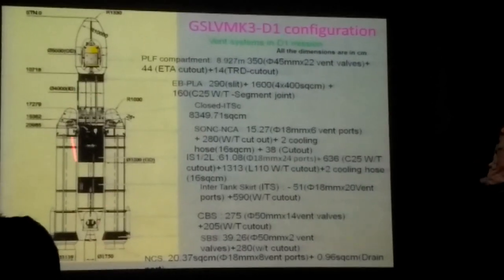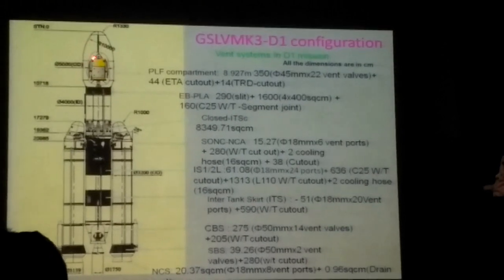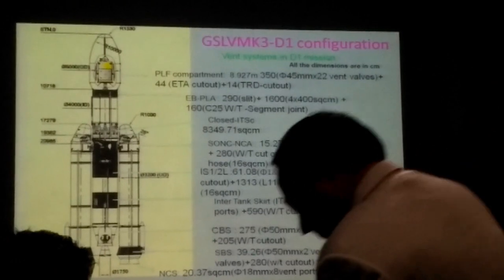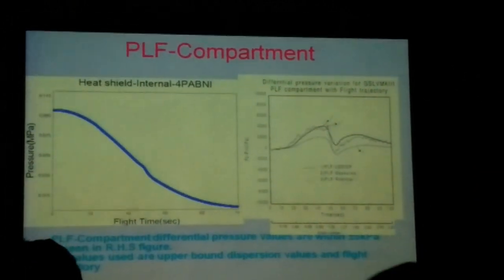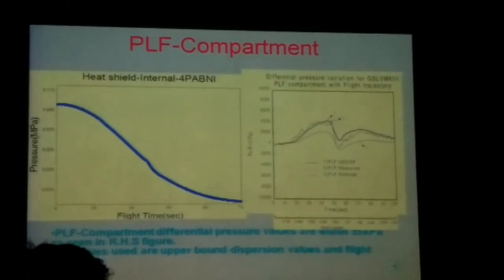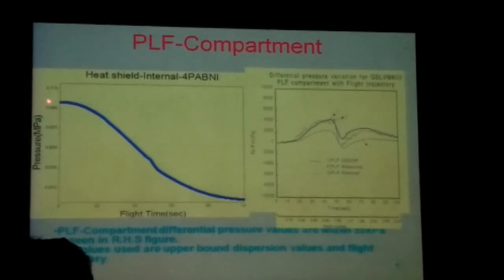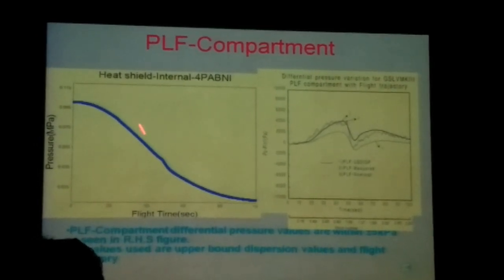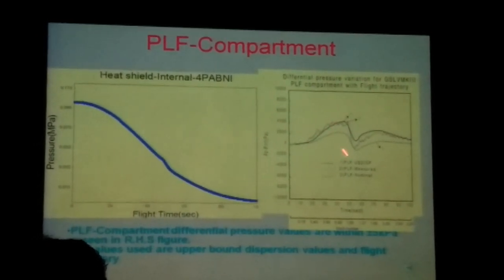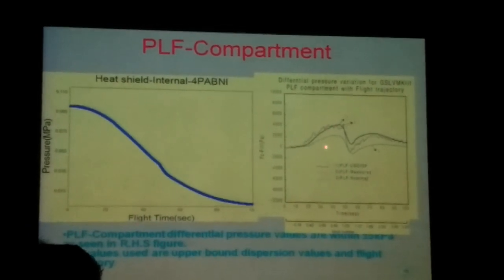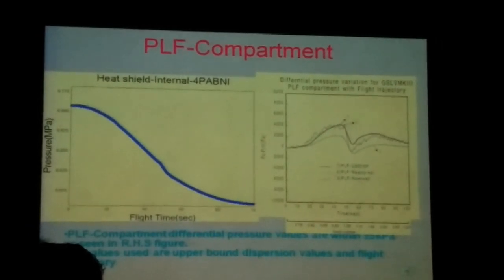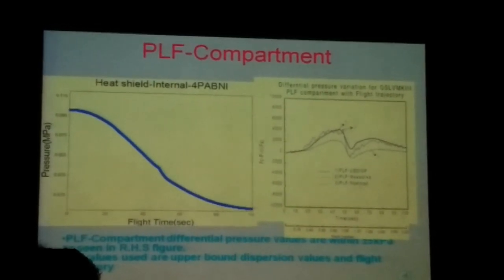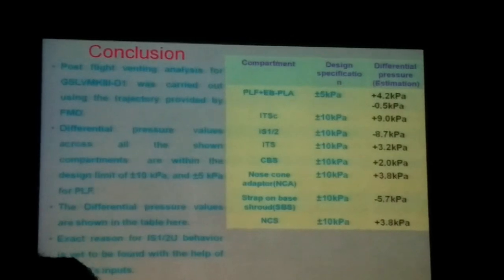So this is the typical launch vehicle where you have several compartments. These are all compartments which have to be vented out, and this is how the pressure is inside the compartment. It starts with the atmospheric pressure and then comes to the free stream pressure, and the differential pressure, that is the inside pressure minus outside pressure, should not exceed something like plus or minus some kilopascals. So this is what the measurement from the flight as well as the design is.